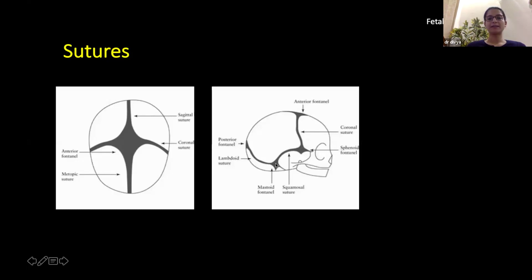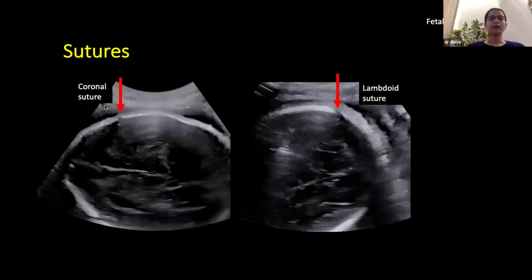So these sutures and fontanelles separate the various bones, the frontal, parietal, temporal, and the occipital bone in the antenatal period. We can look at the sutures even on grayscale. And why looking at sutures is important in a case of suspected skeletal dysplasia is because there can be fusion or craniosynostosis in certain skeletal dysplasias.